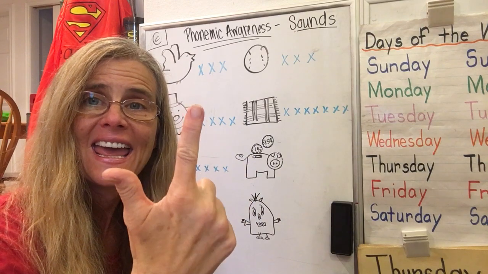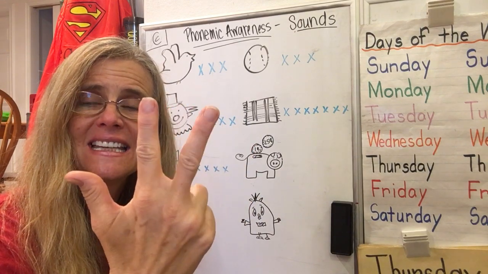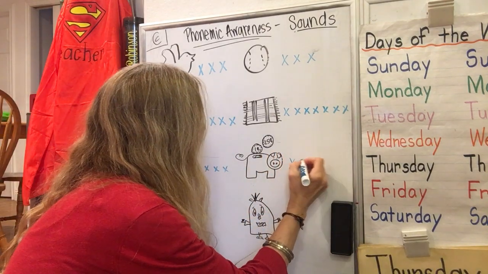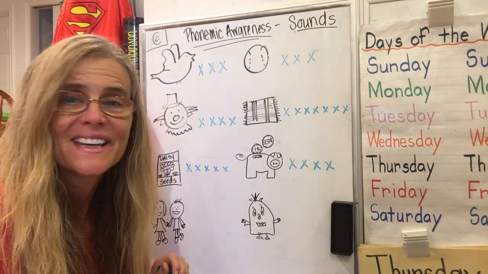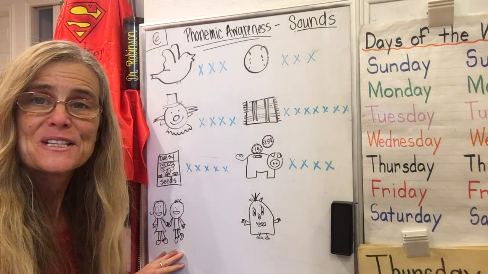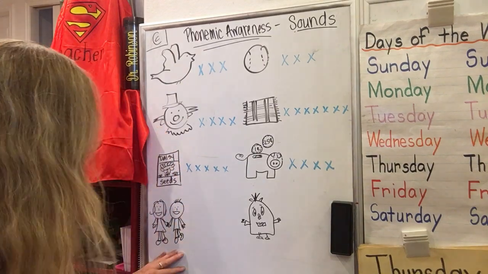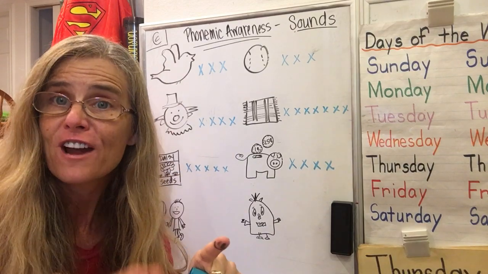B, a, k, b, a, k. Bank. B, a, k. Bank. Here is a boy and a girl, but those are 2 words, and we don't want 2 words, we want just 1. They're holding hands because they are really good friends.